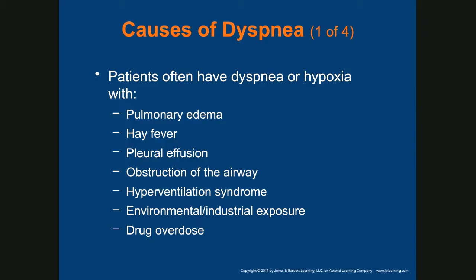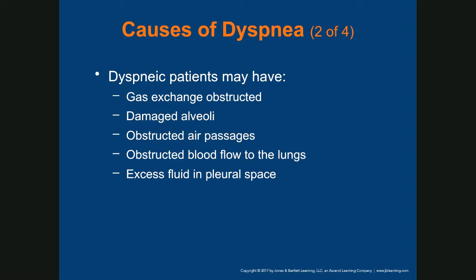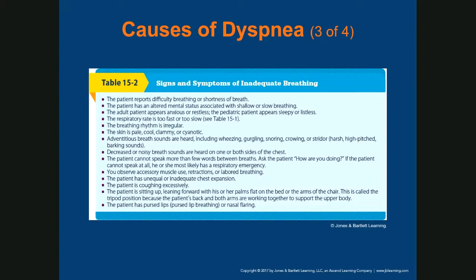Environmental or industrial exposure, drug overdose. All of these conditions can cause difficulty breathing. There can be an issue with gas exchange, right? Whether it's by fluid or the alveoli collapsing, losing its surfactant and collapsing, pus building up, right? Damage to the alveoli, obstructed air passages, obstructed blood flow to the lungs, excess fluid in the pleural space. All of these complications can cause difficulty breathing or dyspnea.